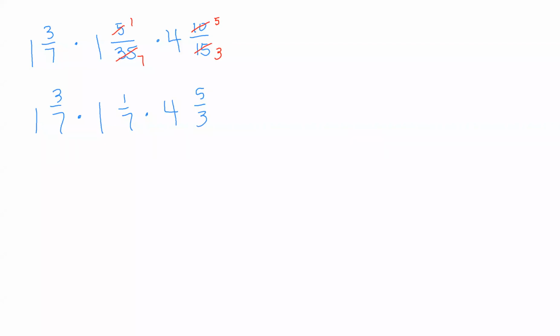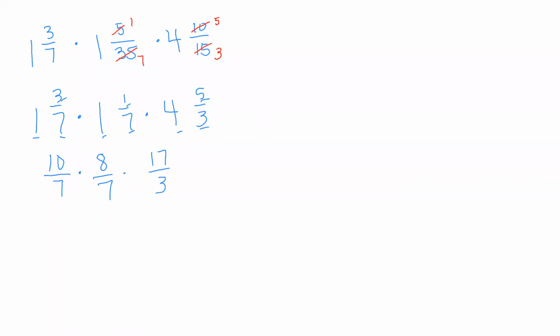All right. So now we can convert everything to an improper fraction. For 1 and 3/7, I take 1 times 7, add 3. So I get 10, and it goes all over the original denominator of 7. For 1 and 1/7, I get 7 times 1 is 7, plus 1 is 8, all over 7. Finally, I get 3 times 4 is 12, plus 2 is 14, all over 3.